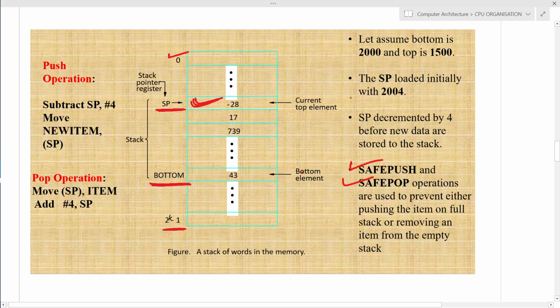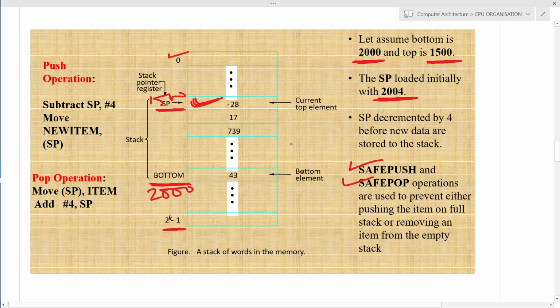So for this given example, we assume that the bottom has the address 2000, let's say, and the top address is 1500. If I have defined the stack address from 2000 to 1500, then I have to start inserting from the location 2000, and then I have to decrease the stack pointer value. Initially, if my stack bottom address is 2000, the stack pointer will be loaded with the value 2004, so that my first element will be placed at location 2000, and my last element I can place at location 1500.